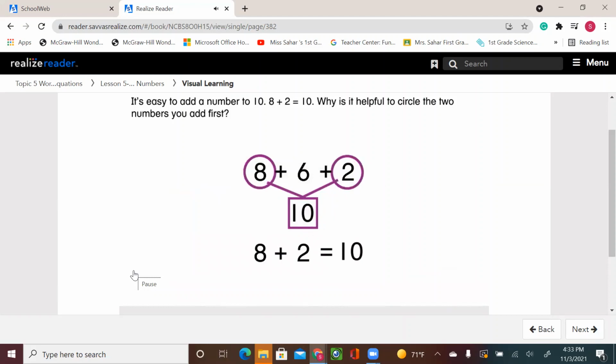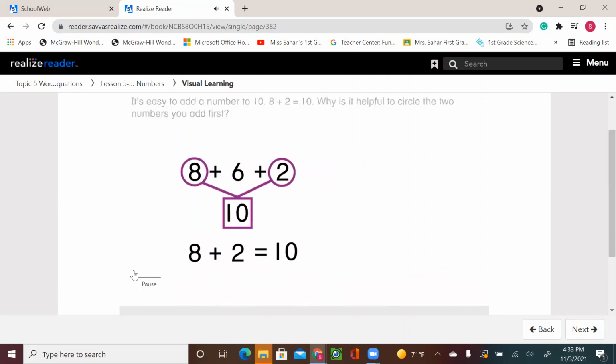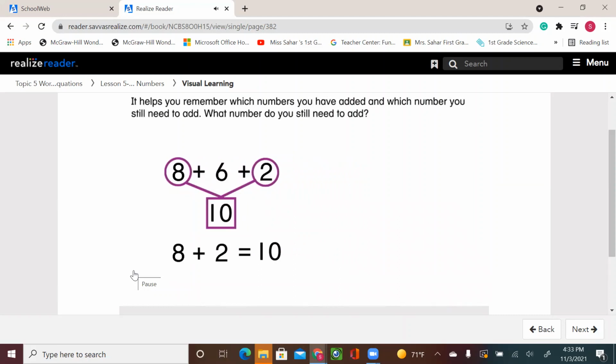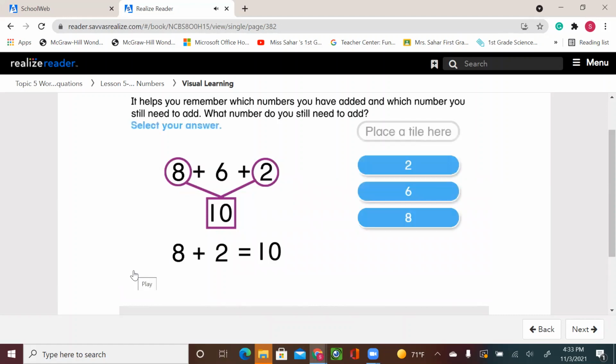Why is it helpful to circle the 2 numbers you add first? It helps you remember which numbers you have added and which number you still need to add. What number do you still need to add? Select your answer. All right, as we see here, we have 3 numbers that we need to add. So you have different strategies. Either you make doubles or you make 10.